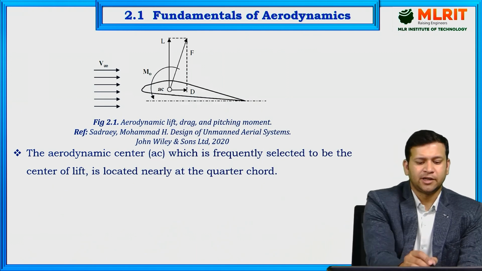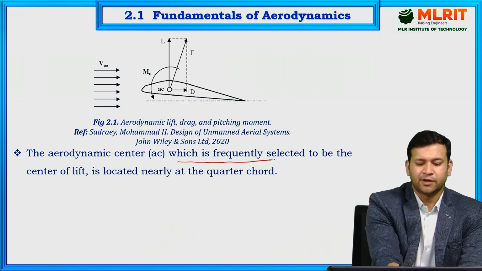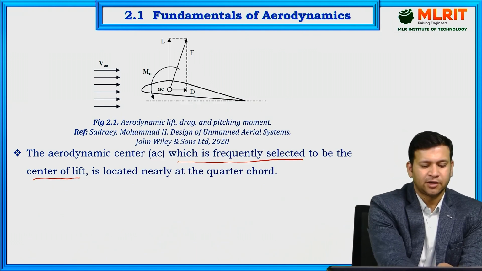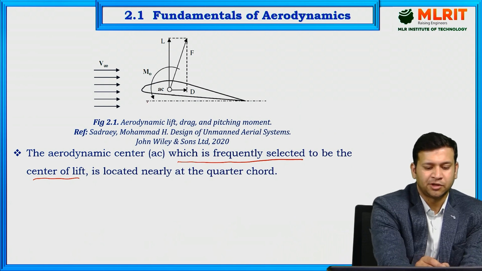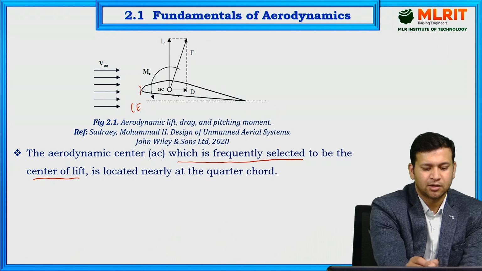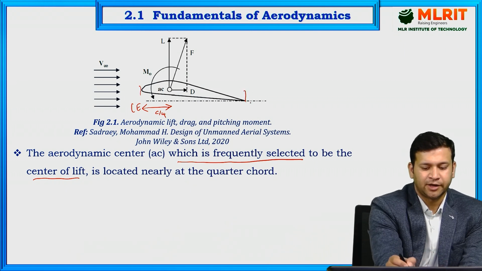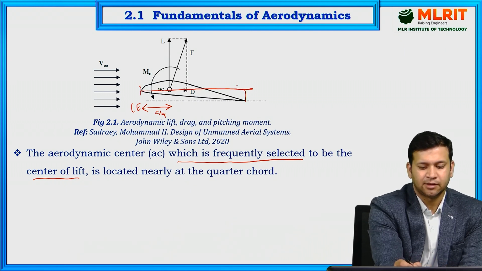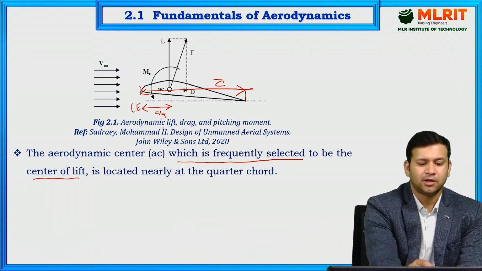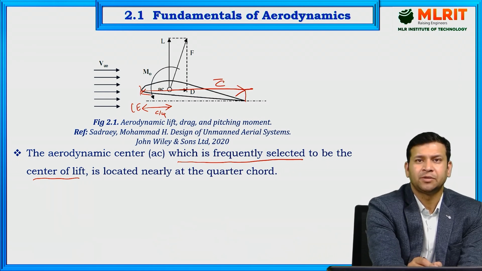The aerodynamic center, which is frequently selected to be the center of lift, is located nearly at the quarter chord point. So from the leading edge, from the leading edge till here, this is C by 4. If we take the leading edge to the trailing edge, and this length is the chord C, then the aerodynamic center will be at the location C by 4.